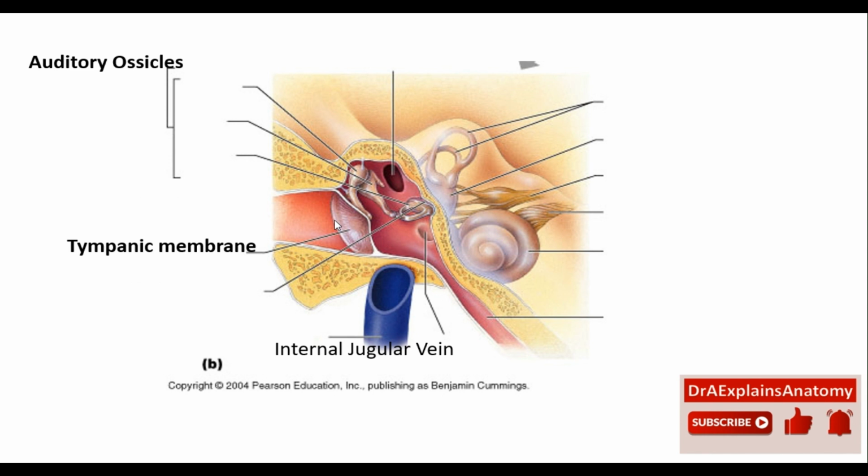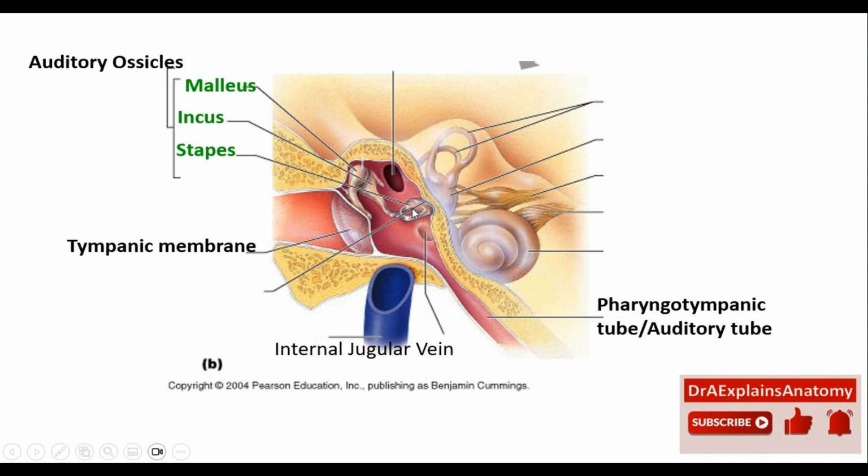And these are the auditory ossicles. We have the malleus, which is right here in close proximity to the tympanic membrane, incus in the middle, and the stapes, which looks like a ring. This right here is the pharyngotympanic tube, also called the auditory tube.